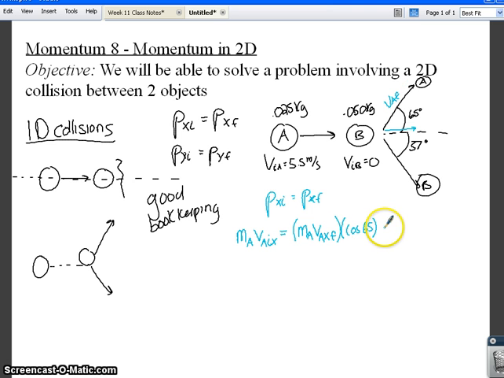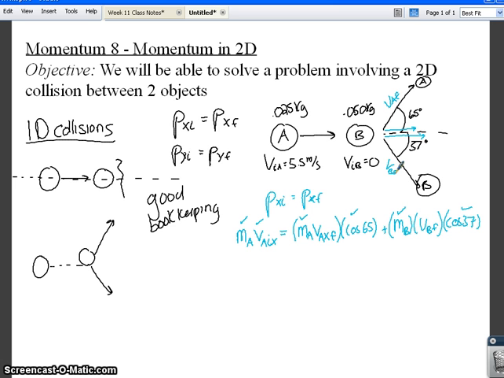And then this is added to the mass of B times the velocity of B finally, multiplied by the cosine of 37, because this is a separate triangle here. This side is the cosine of 37. So that is going to be our first equation. Notice from this equation we know the masses, the initial velocity, cosine 65 and cosine 37. We don't know the velocity of A final or the velocity of B final, and so we have to figure those out.